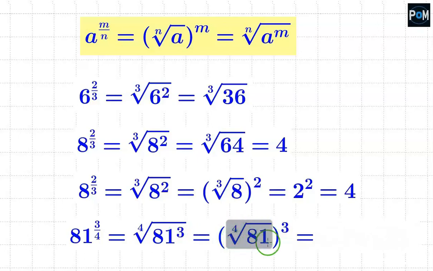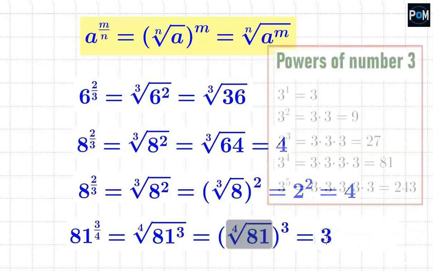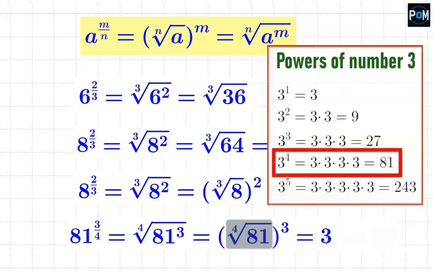So now we can calculate what's inside the parenthesis, which we have here. It's the 4th root of 81. That's exactly 3, because 3 raised to the 4th power, which is 3 times 3 times 3 times 3, gives a result of 81.